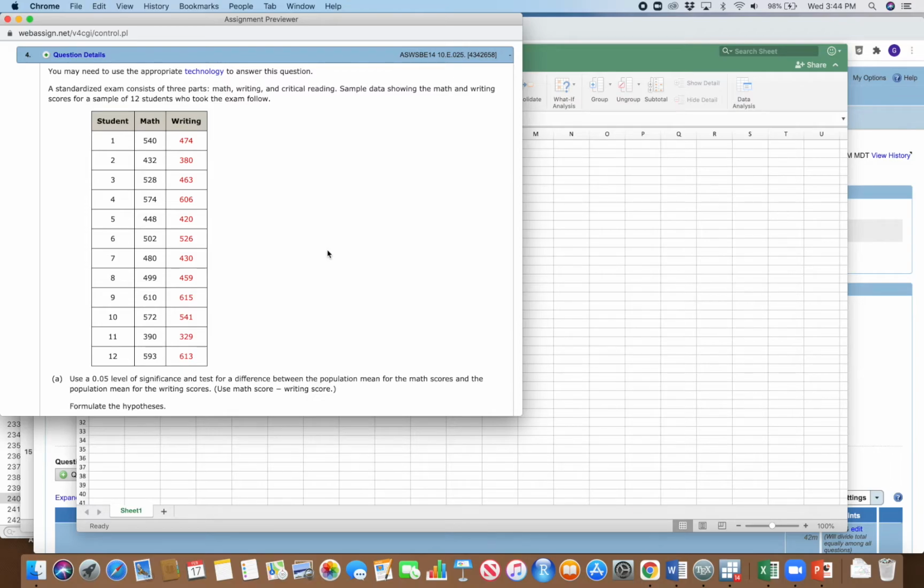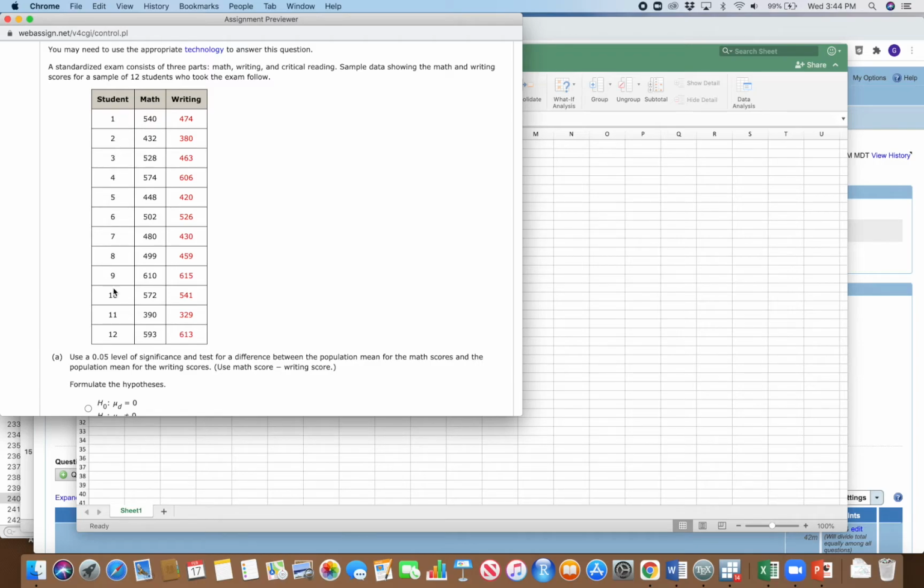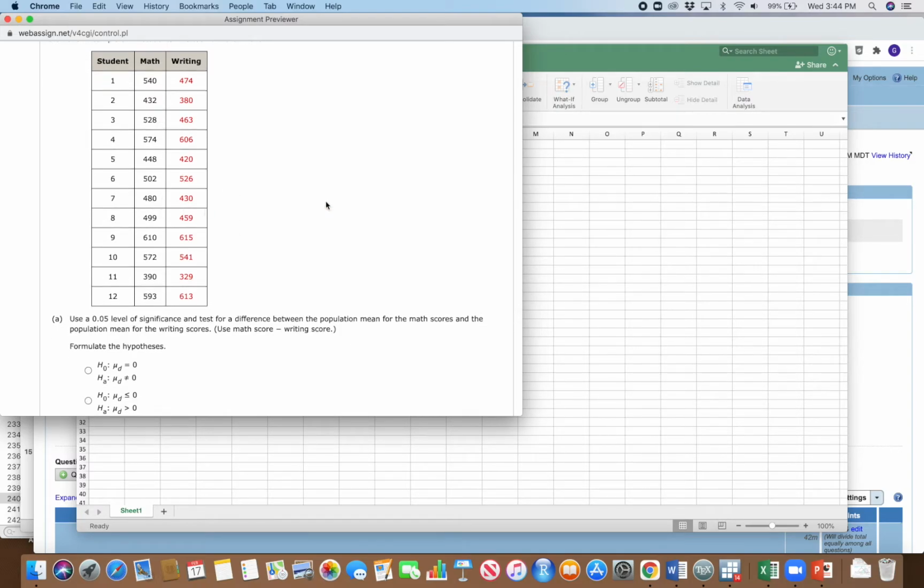This is from your textbook section 10.3 homework, number 4. Your numbers probably will be different because the red ones are randomly generated. So this problem says, a standardized exam consists of 3 parts: math, writing, and critical reading. Sample data showing the math and writing scores for a sample of 12 students who took the exam follow. Student, oh, very creative names here. So we have students 1 through 12, so it looks like our sample size will be 12. These are our test scores, so 2 different sets of test scores.